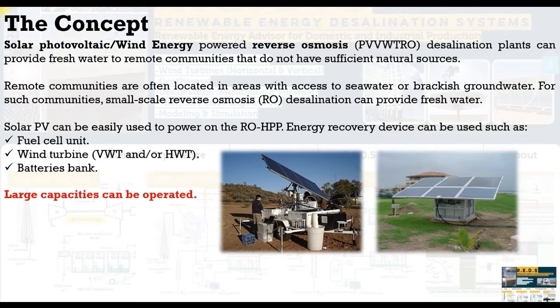water. Solar photovoltaic can be easily used to power the reverse osmosis high pressure pump. Also, we can use energy recovery. If we are going to talk about large scale reverse osmosis plants, we can use energy recovery devices such as fuel cells, wind turbine, vertical wind turbine, or even horizontal wind turbine, batteries banks, control room, and so on. So in our example today we are going to discover the large capacities, how it can be operated.